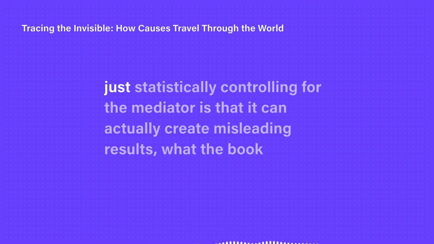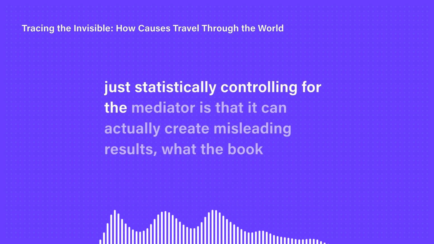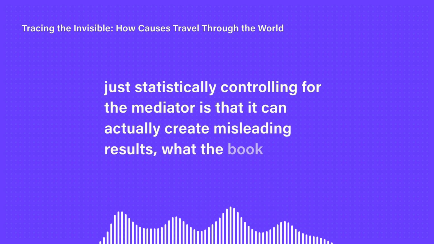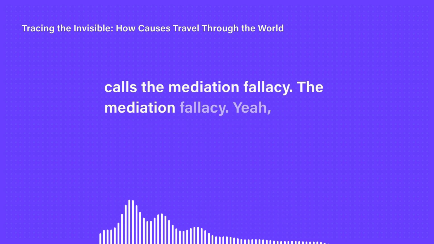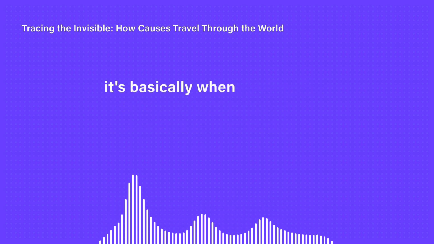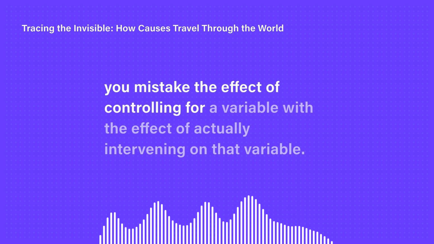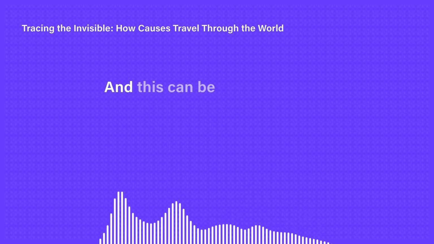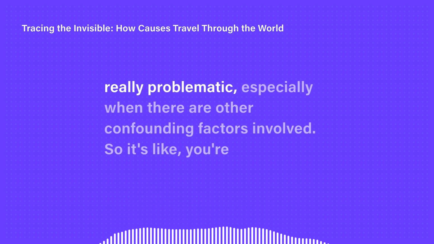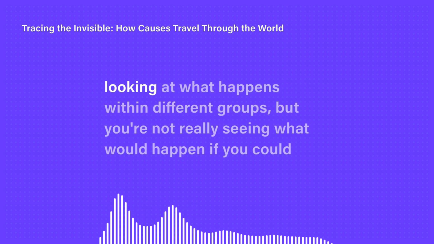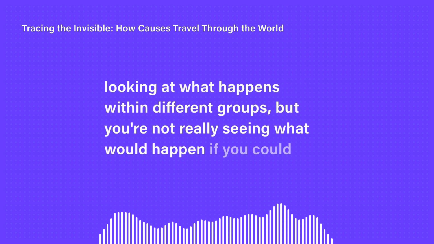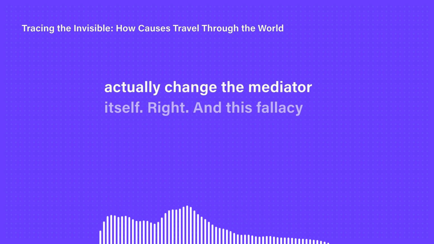And the problem with just statistically controlling for the mediator is that it can actually create misleading results, what the book calls the mediation fallacy. The mediation fallacy. Yeah, it's basically when you mistake the effect of controlling for a variable with the effect of actually intervening on that variable. And this can be really problematic, especially when there are other confounding factors involved. So it's like you're looking at what happens within different groups, but you're not really seeing what would happen if you could actually change the mediator itself.